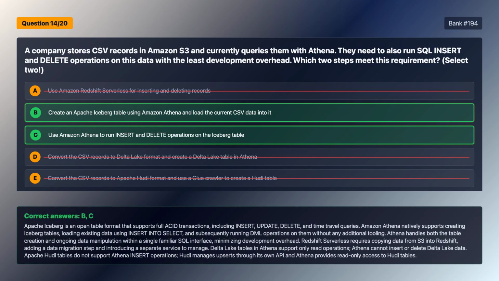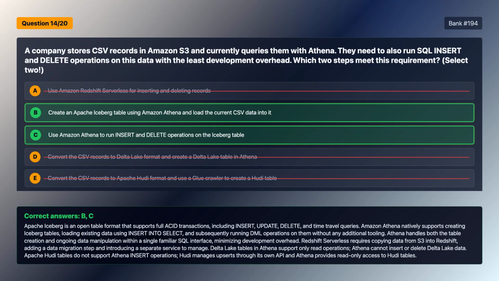The correct answers are option B and option C. Apache Iceberg is an open table format that supports full ACID transactions, including insert, update, delete, and time travel queries. Amazon Athena natively supports creating Iceberg tables, loading existing data using INSERT INTO SELECT, and subsequently running DML operations on them without any additional tooling. Athena handles both the table creation and ongoing data manipulation within a single familiar SQL interface, minimizing development overhead.